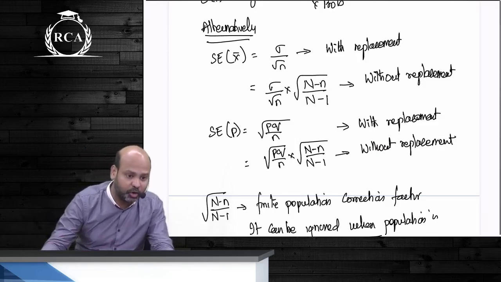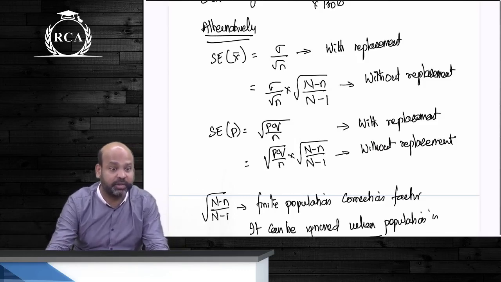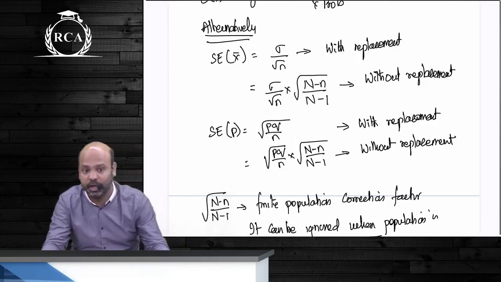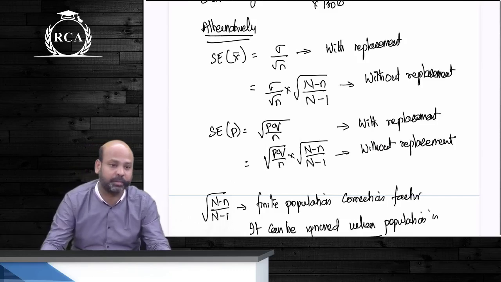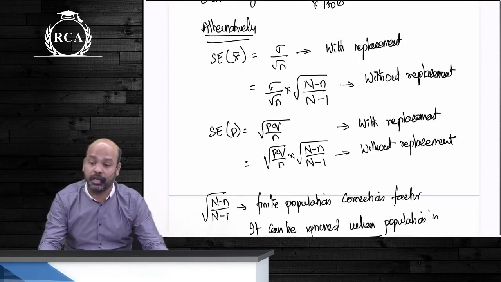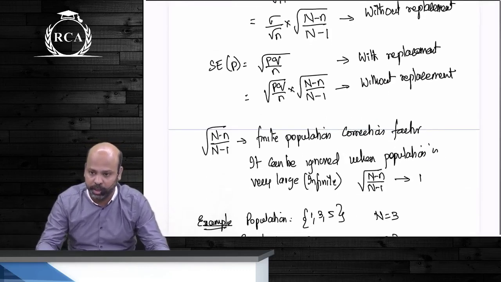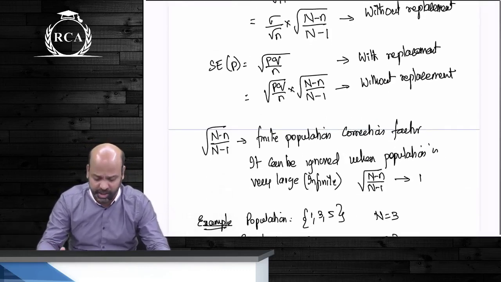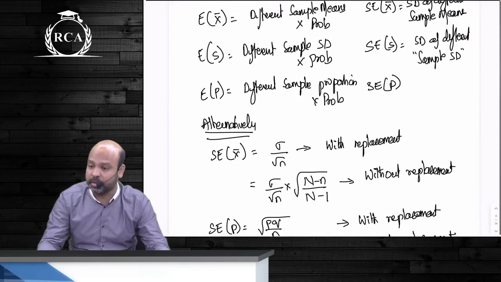This can be ignored as such, guys, if the population is very, very large, tends to infinity, because the value of capital N minus small n by capital N minus 1 will tend to 1. Same way, beta, if you're computing standard error of proportion, it is root over PQ by n and then multiply by the finite population correction factor. Are we clear about this?